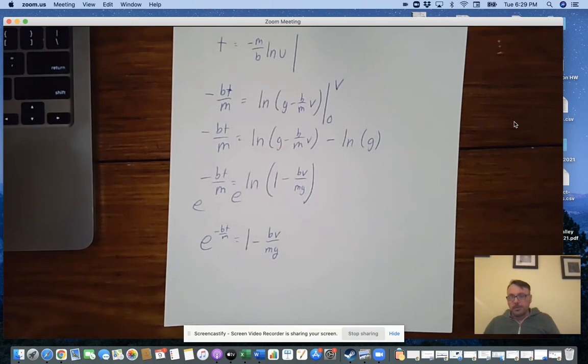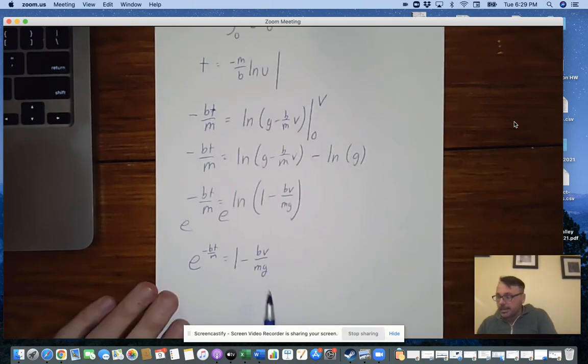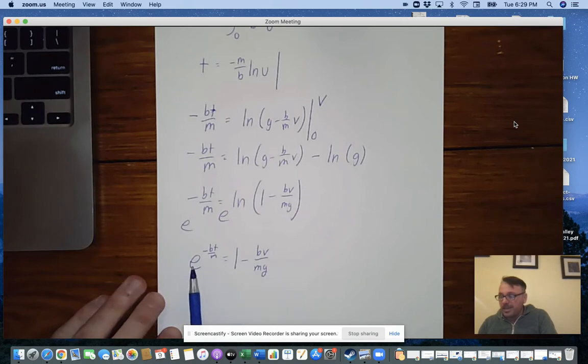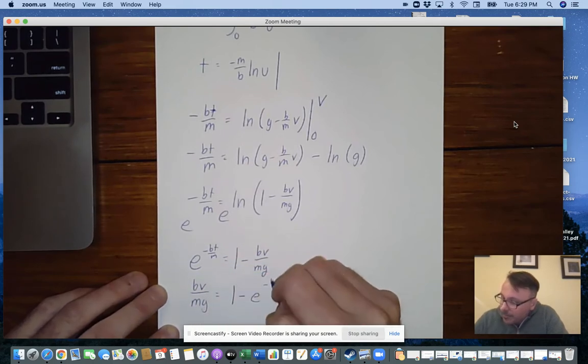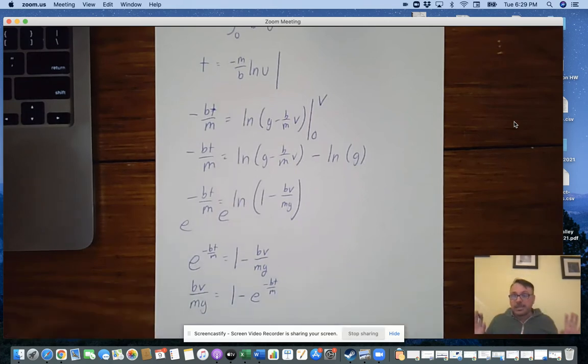Okay, so once again, trying to isolate the v, I'm going to bring the bv over mg over to this side and move the e to the negative bt over m over to this side. So I've got bv over mg is equal to 1 minus e to the negative bt over m. This is where I say stop, because that is a good thing.